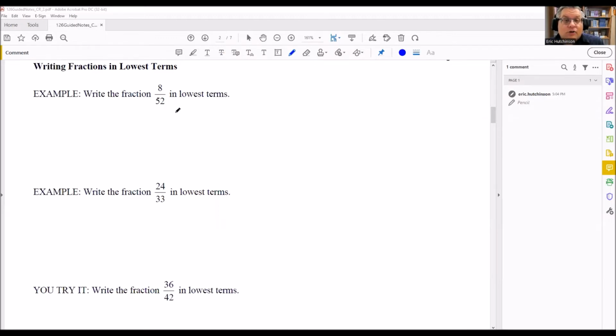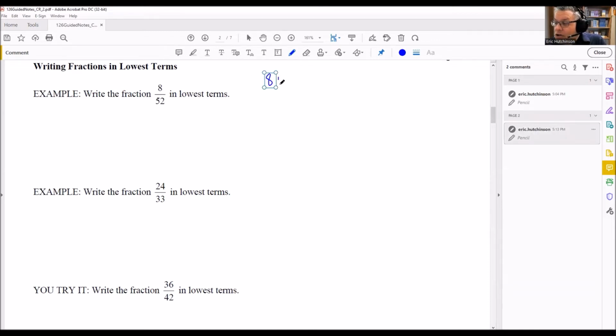3/7 would be considered lowest terms because I can't take any numbers that multiply to make 3 and that divide with 7. So that would be as far as I could go. So you just keep on dividing until you can't divide anymore. If you can find the largest number right away, that's easier. Sometimes you might divide by one number and it can still reduce, and you would just divide it again by something else. Let's take a look at 8 and 52.